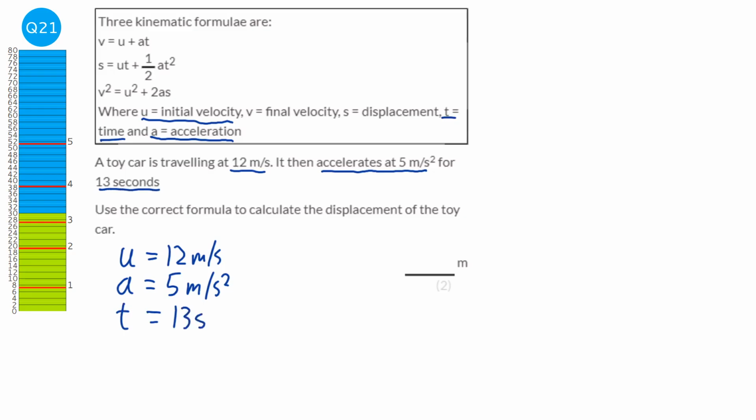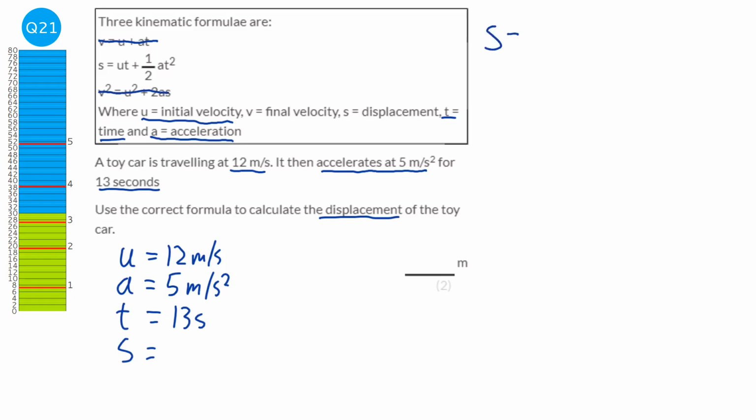And we're asked to find the displacement. Now, displacement is just a fancy way of saying distance, but it's a vector distance. So we need to look at the formulae at the top and figure out which one we're going to use. We'll notice we don't have a v at all in this question, so we'll cross out the ones that involve a v, and that leaves the middle one.